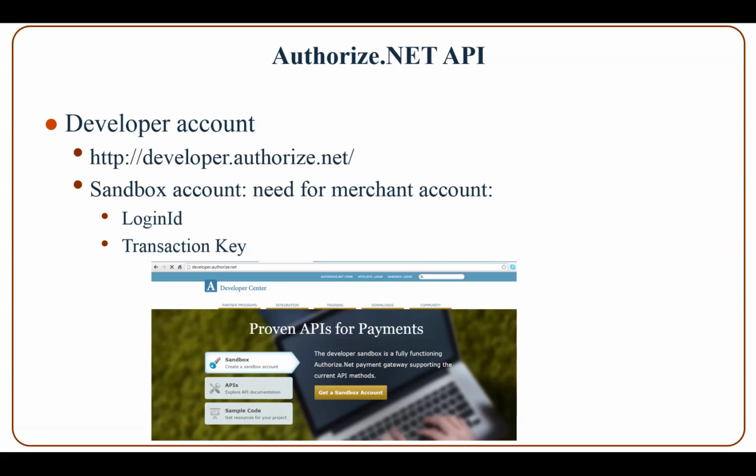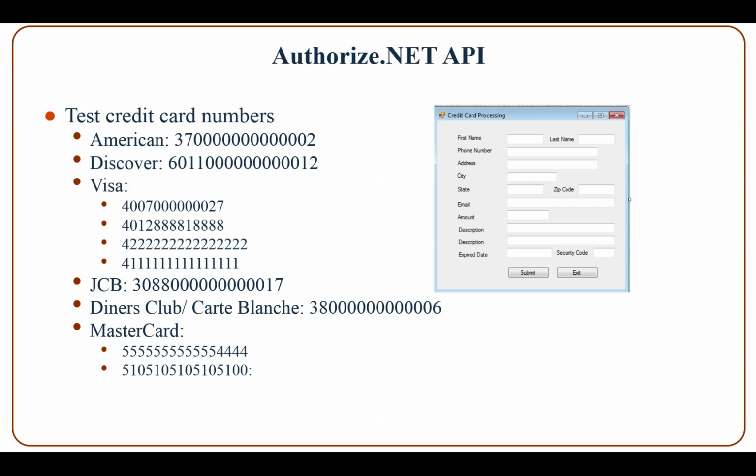In order to use the Authorize.net API, you need an account, a developer account. So you go to developer.authorize.net and register for a sandbox account. When the registration is done, it sends you an email with instructions on how to get the login ID and transaction key, and you will use them in your code. Here is a list of test credit card numbers that you can use to test the system.